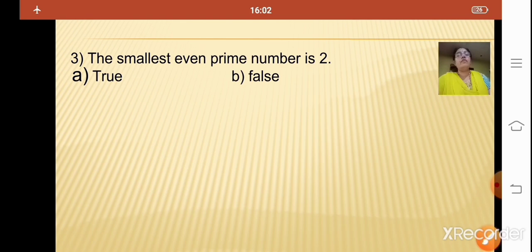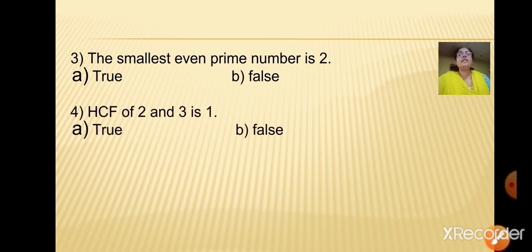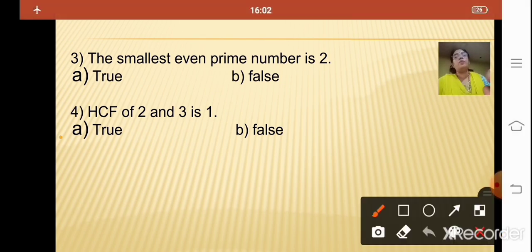Now the fourth statement. HCF of 2 and 3 is 1. Yes, the factors of 2 and 3, that is HCF. When you find the HCF of 2 and 3, it is 1. So when you have the HCF of any two numbers as 1, they are called what type of numbers? Co-prime numbers. So here the HCF of 2 and 3 is 1. So your statement is true.